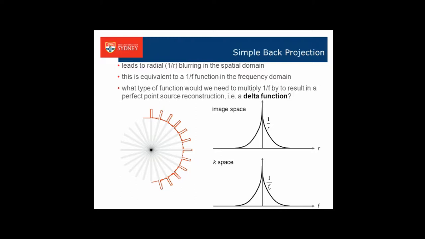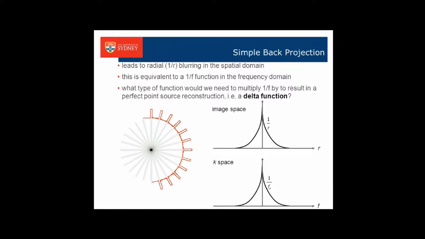How do we filter them? Well, if we look at the blurring that's caused by this back projection process, it forms a blurring described by this 1 on r function. So if we were to just draw a profile through a point source that's been back projected, you'd get this sort of distribution. And it turns out that that functional shape is exactly the same in frequency space. And so we can take that blurring function and we can design a filter that will exactly cancel that out, and it's called a ramp filter.